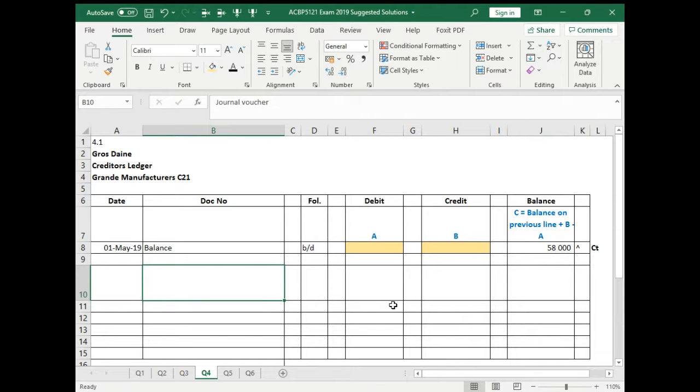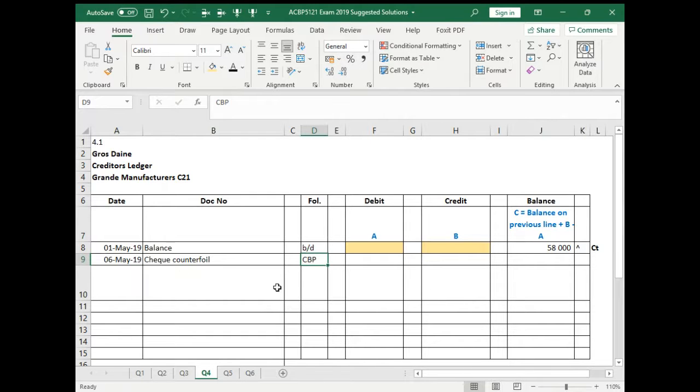Okay. Now we said on the 6th, we paid them by check and we received a 5% discount. So the first thing you do is on the 6th, when we pay them by check, our document is a check counterfoil. Okay, so that is the document we have. The folio number would be cash book payments. So that is the journal where we would have captured that information. Now, because it's a creditor, we would debit the account if we pay it.